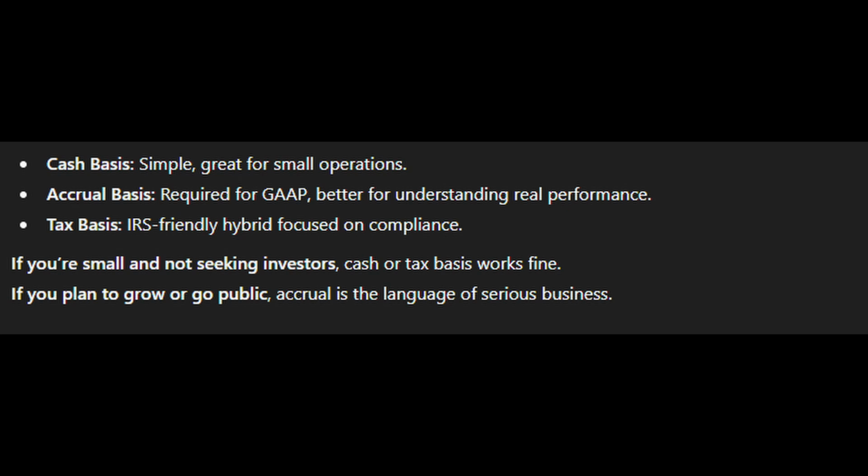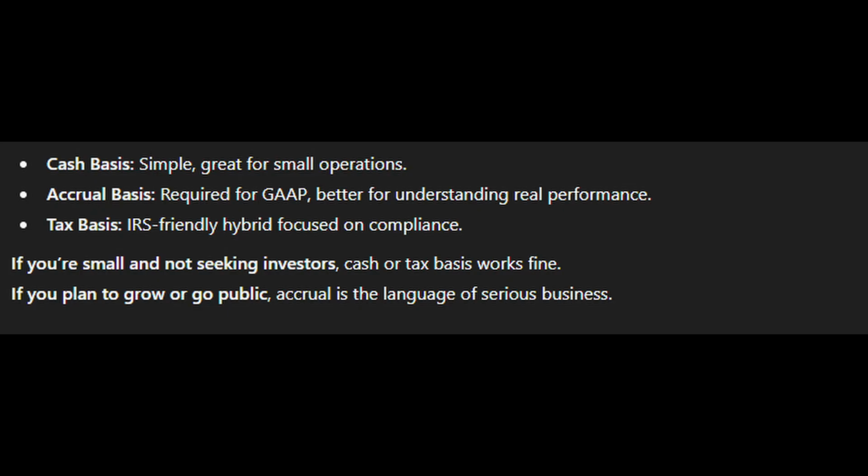So here are the key takeaways. The cash basis is simple and great for small operations, usually just one set of books that doubles as both financial and tax records. Accrual basis is required for GAAP and used by larger private or public companies that keep two sets of books, one for financial reporting, one for taxes.